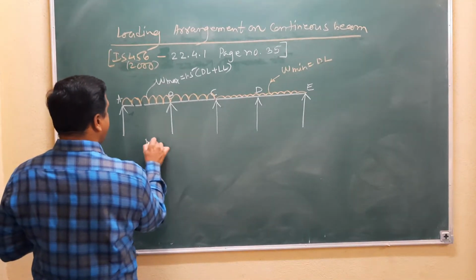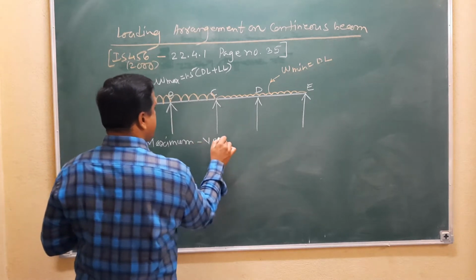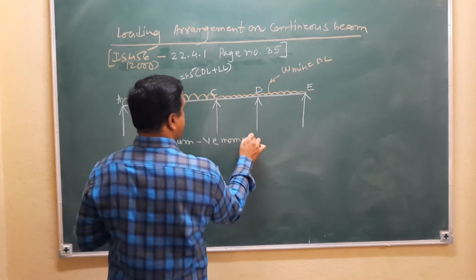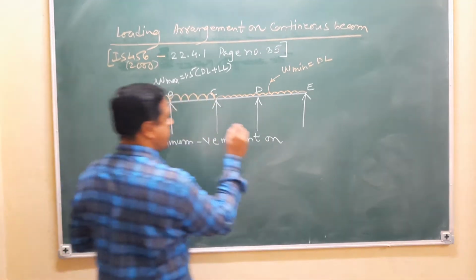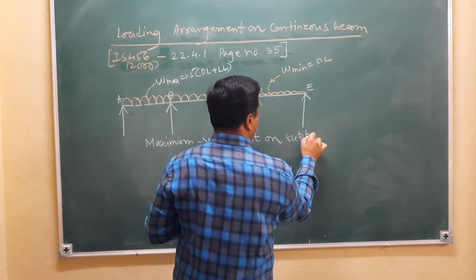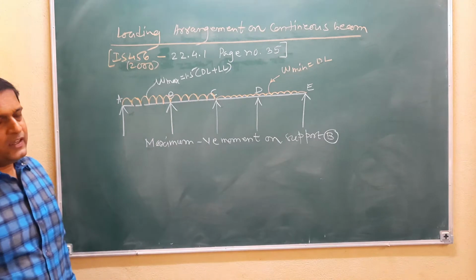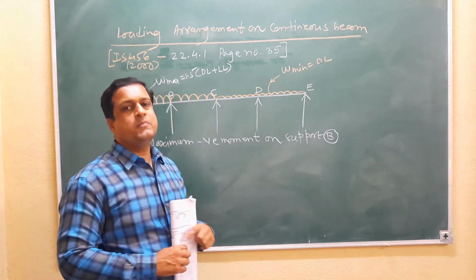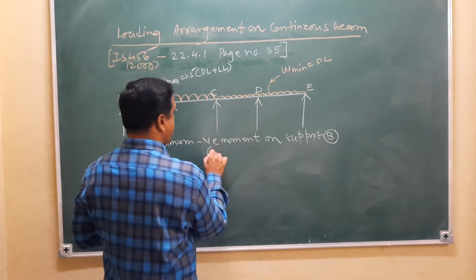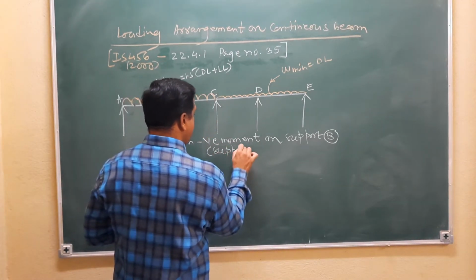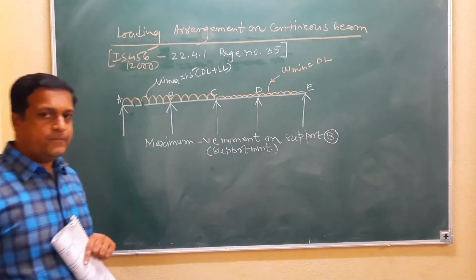Then we get the maximum negative moment on support B. Okay. Maximum negative moment means maximum support moment. Is it clear?